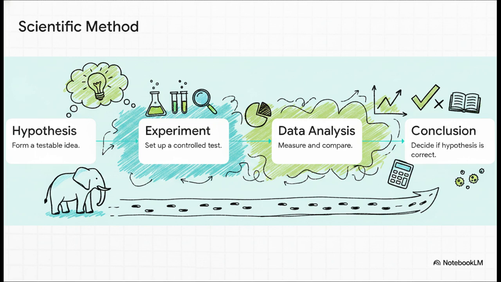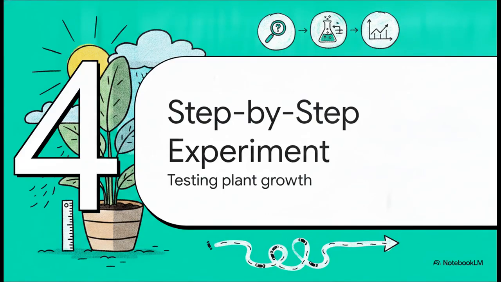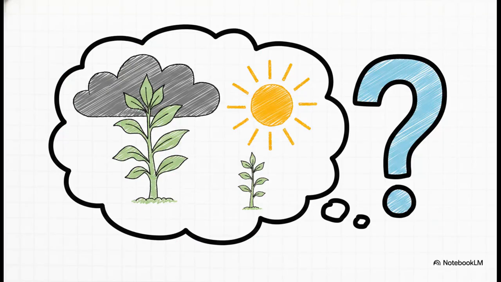This is the gold standard, guys. It doesn't matter if you're studying giant elephants or microscopic bacteria. If you want to prove something, you absolutely have to walk this exact, repeatable roadmap. Let's see this in action in Section 4. Step-by-step experimentation, testing plant growth. Let's take that theoretical roadmap we just talked about and apply it to a real scenario, straight from your textbook.